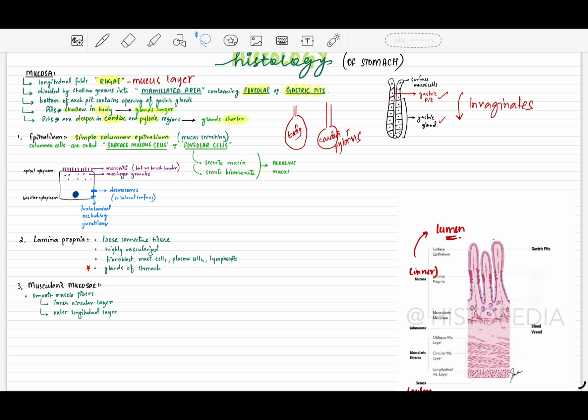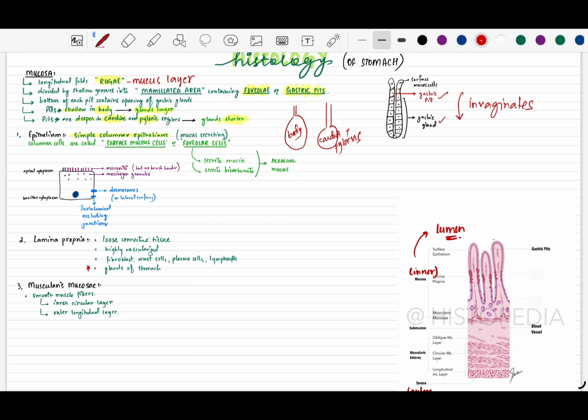Alright, then let's talk about the epithelium. The stomach is lined by simple columnar epithelium. This is important. This can be asked in the exam. Now this is a mucus secreting type of an epithelium. We have the surface mucosal cells or the foveolar cells, and these secrete mucus or the bicarb.